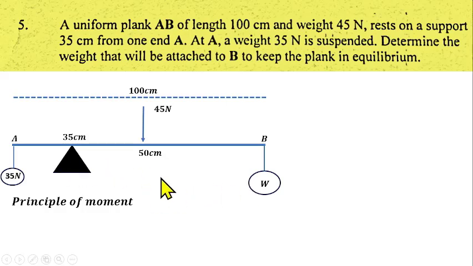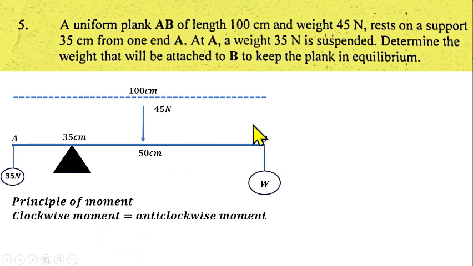The principle of moment says the clockwise moment must be equal to the anti-clockwise moment. So the moment here should be equal to the moment here as well. So what can we do about that? We can see that the moment is calculated by the weight multiplied by the distance.